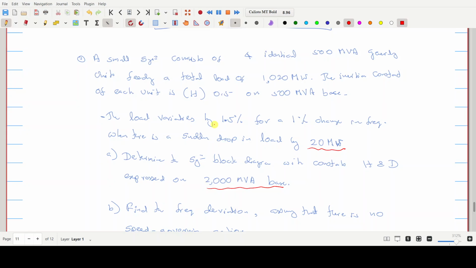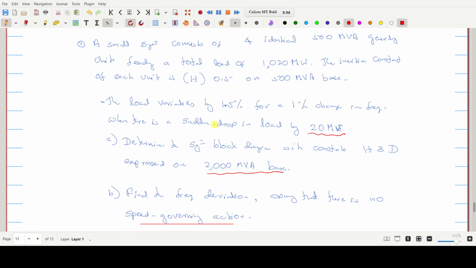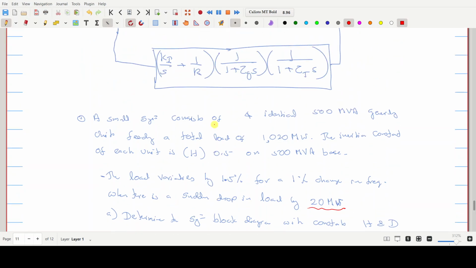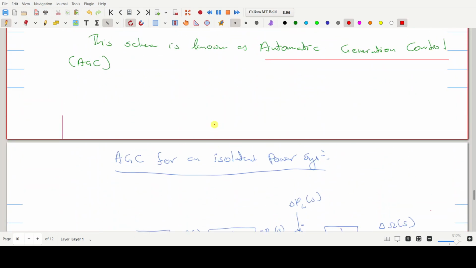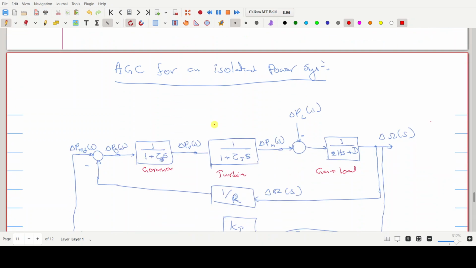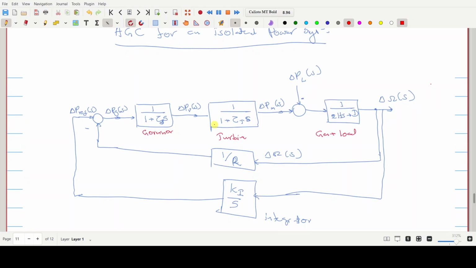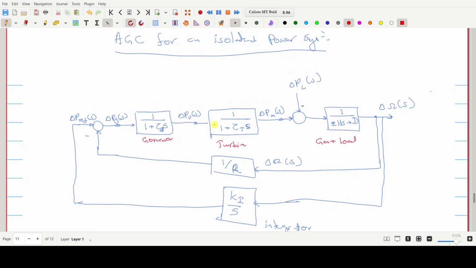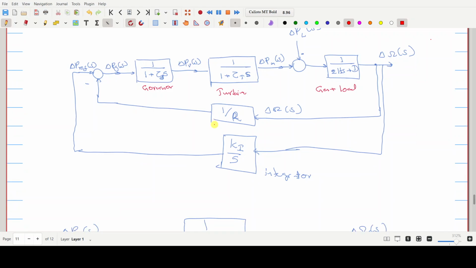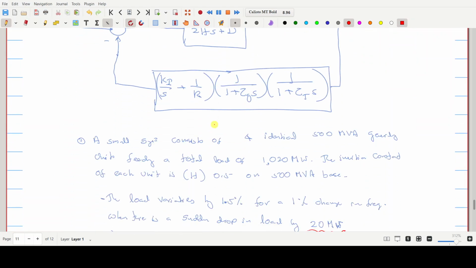And with that I will stop this part, which is the automatic generation control, and in the next section we will look at the automatic generation control when we have multiple generator units.